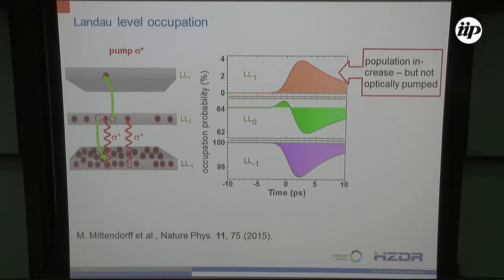So this Auger process brings up carriers efficiently into this first level. And then for the zeroth level, it's maybe even more surprising. We pump into it. Initially, the occupation goes up, but then it goes down.